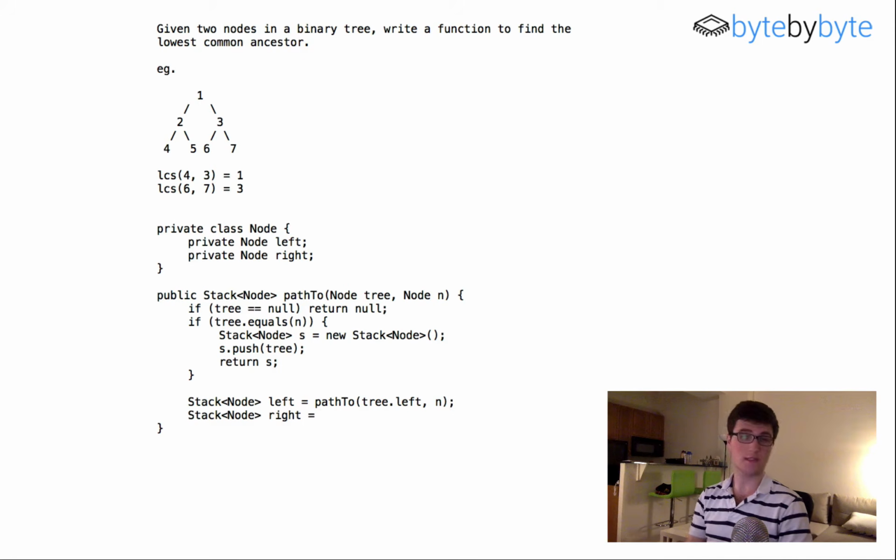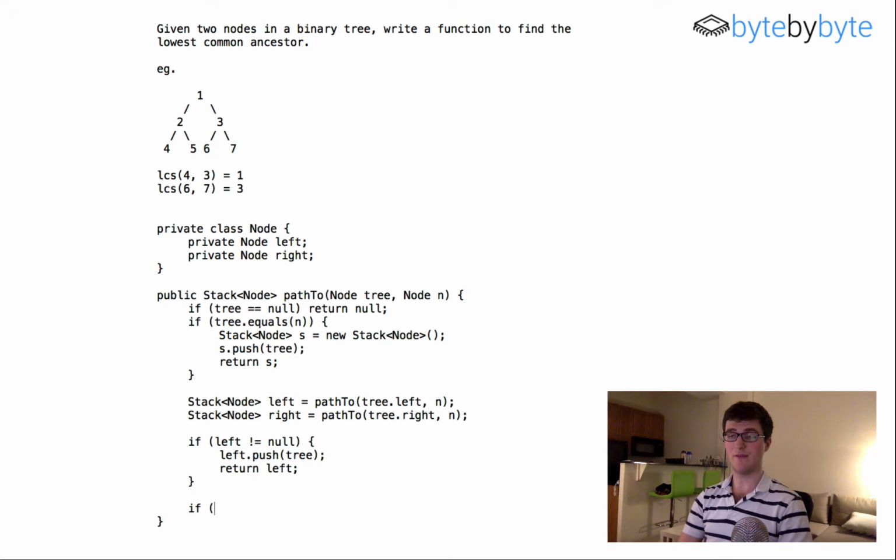Right, and then that's going to be the same thing, but with the right subtree. So path to tree.right and n. And so now that we have those two stacks, we're going to say if left is not null, so only one of them can possibly be non-null in this case. So we're just going to deal with each case separately. So if left is not null, then we're going to say left.push tree, because we want to push our current node onto it, and then return left.